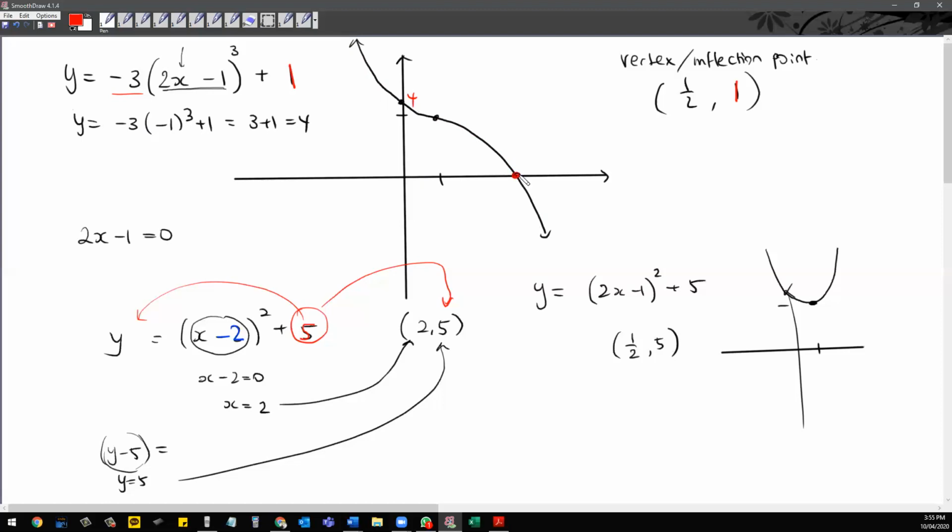And to find that point, you just have to do 0 equals -3, (2x minus 1) to the power of 3 there, plus 1. Move that to the other side.